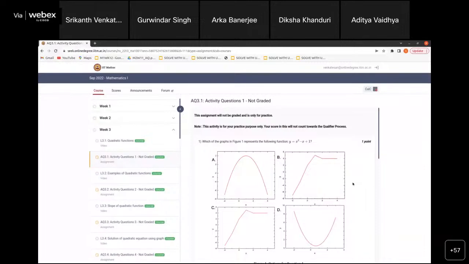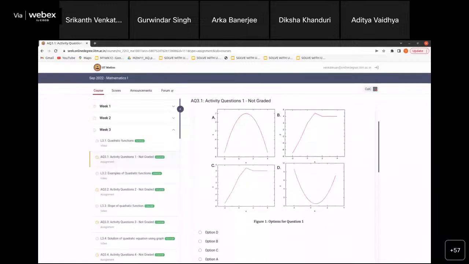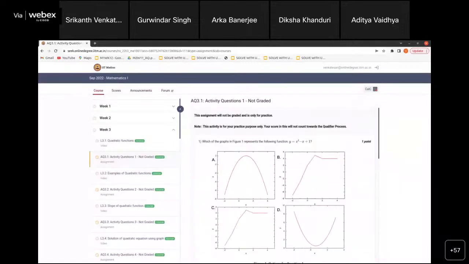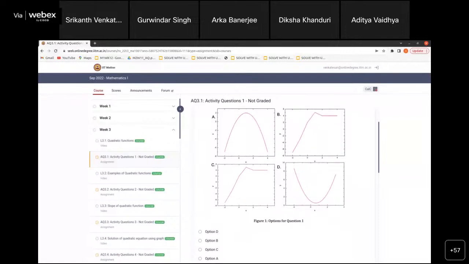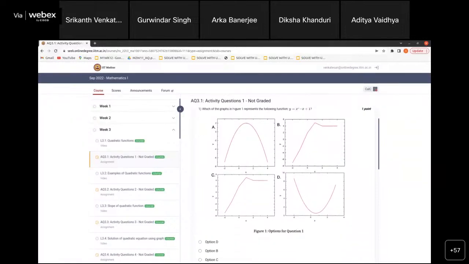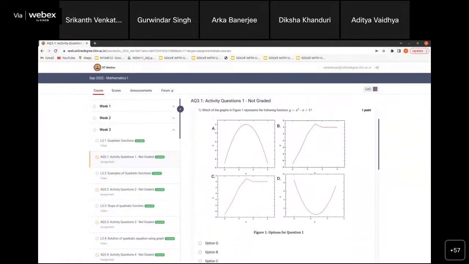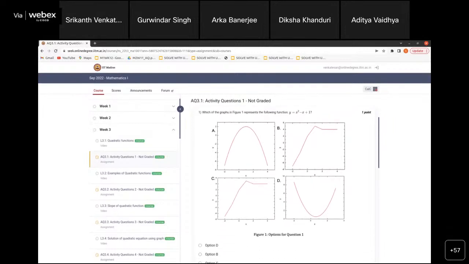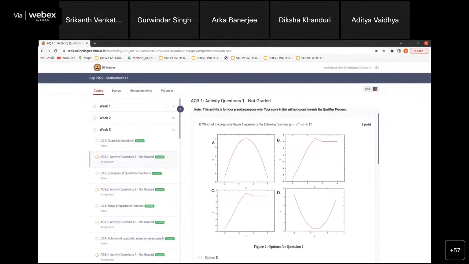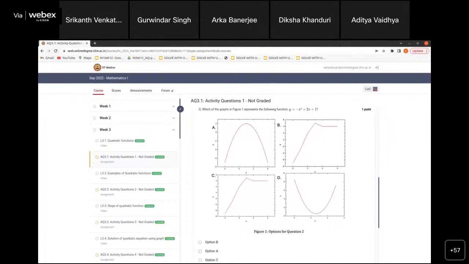Okay, 3.2. I will move to 3.2. Let me complete this 3.1. Let me just go through 3.1. If there are any doubts, okay. So the first question, I think everyone can do. Option D will be the answer. We have given 4 options, and we have given a quadratic function also, where you can see your coefficient of x square is positive, so it will be an upward parabola. So option D will be correct.